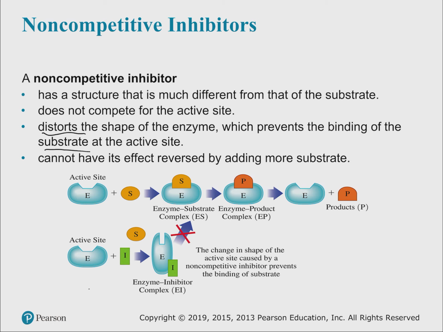The only way to reverse this is to maybe do a chemical reaction that's going to come in here and kind of scoop out all the inhibitor, just remove it from the reaction so that the substrate is available to go into the active site.